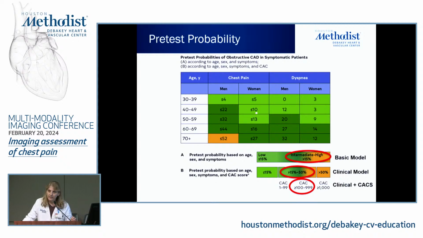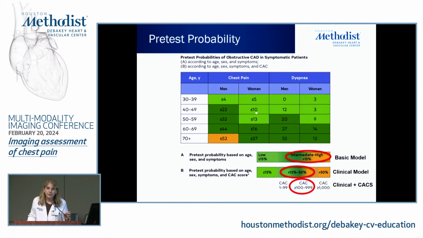The clinical model then adds risk factors. The clinical model plus the coronary artery calcium score then adds the coronary artery calcium score to that. As you can probably surmise, the one that's the most predictive of somebody having myocardial ischemia is the clinical plus coronary artery calcium model, because it more accurately predicts people who have myocardial ischemia on stress testing or obstructive coronary artery disease on anatomic imaging.